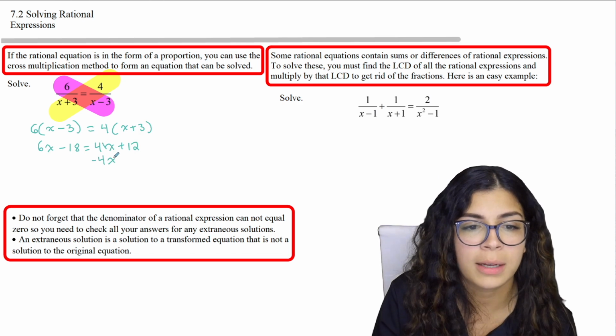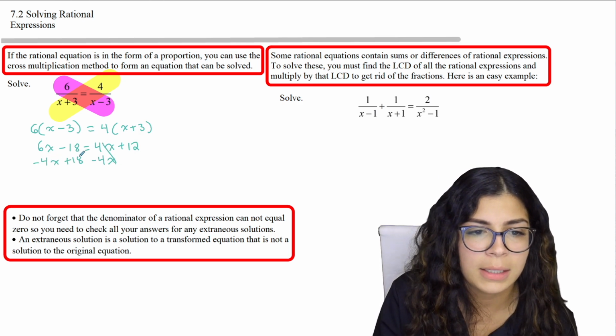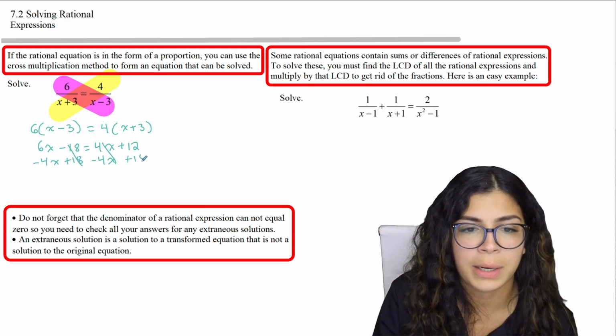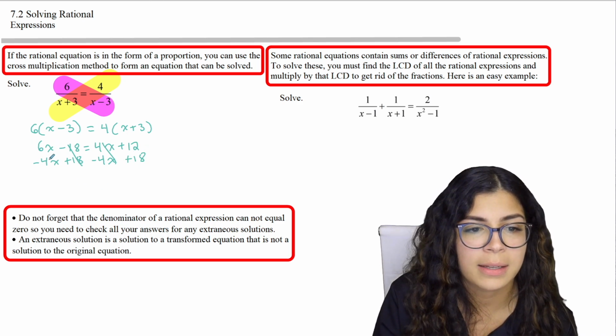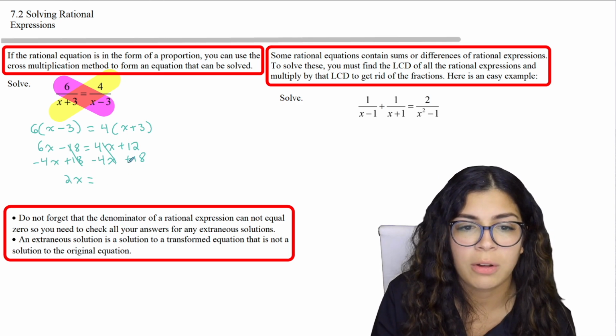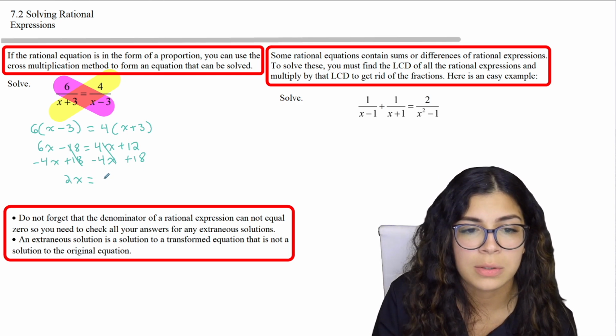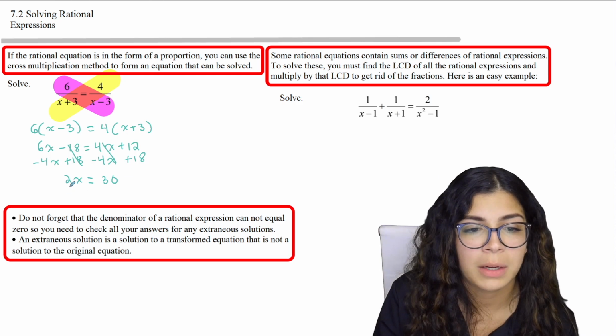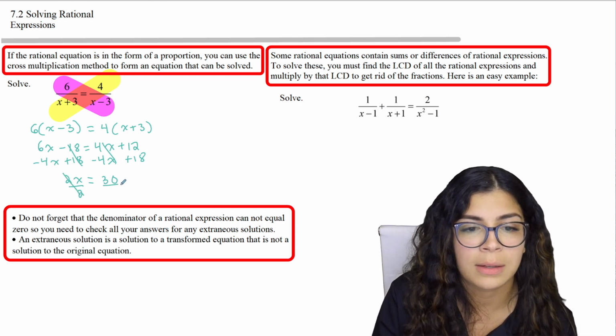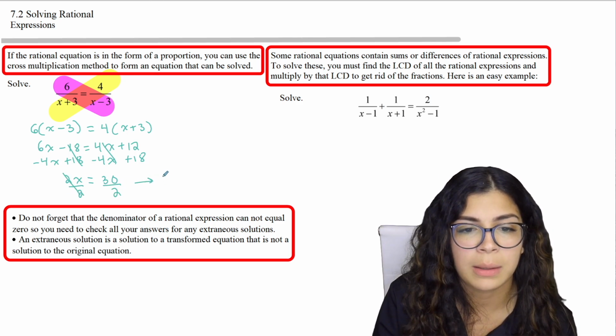We're going to subtract 4x to bring all of our x's to the left-hand side and add 18 to bring our constants to the right-hand side. So we end up with 6x minus 4x, which is 2x on the left, and 12 plus 18, which is 30 on the right. From there, we could just divide by 2 to cancel out the multiplication of 2, and we end up with x equals 30 divided by 2, which is 15.